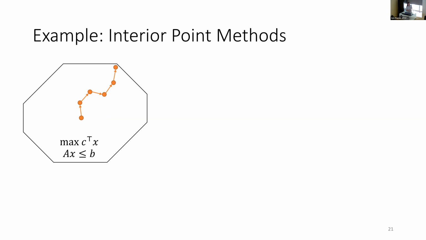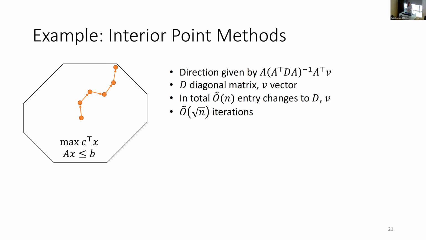And you can show, when you analyze these interior point methods, that the direction in which you have to move is given by the following formula. It's this: A times (A transpose D A) inverse, times A transpose, times V. That looks a bit scary at first, but this matrix A is really just the constraint matrix of your linear program. The matrix D is going to be a diagonal matrix, and V is some vector. Only the diagonal matrix and the vector V are going to change from one iteration to the next. So the matrix A here is fixed.